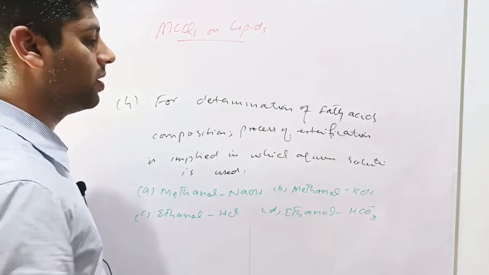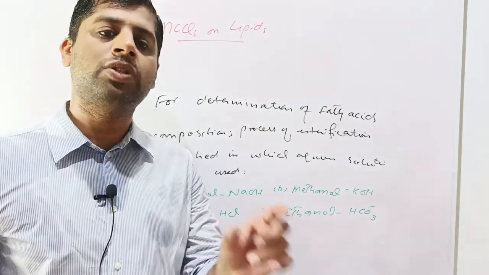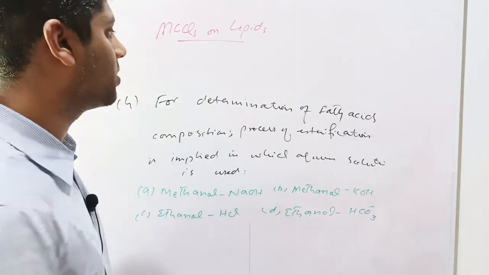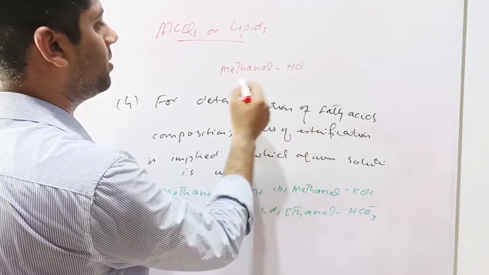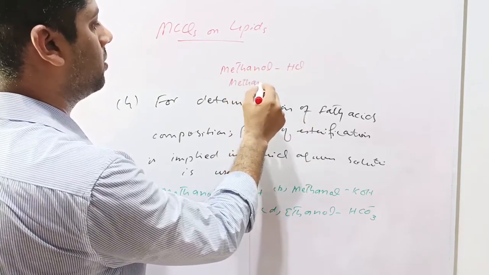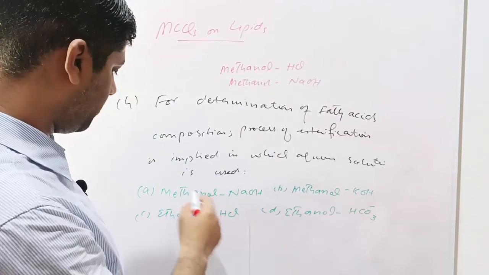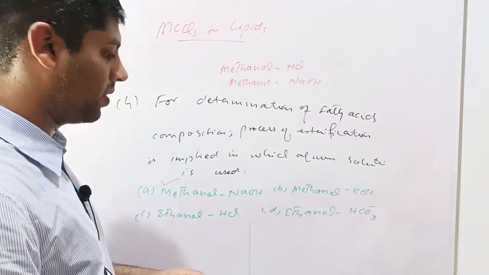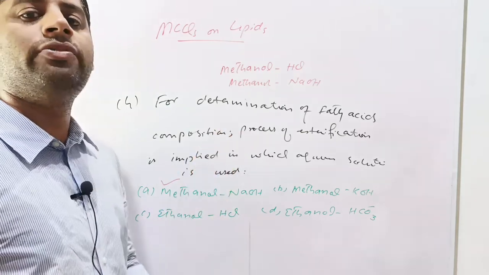It should be kept in mind that for esterification of the lipids, for determination of the composition of the fatty acids, two kinds of solutions can be used: methanol and hydrochloric acid, or methanol and sodium hydroxide. So the given option A is correct, methanol and sodium hydroxide. This is the correct option here, which can be used for the determination of the fatty acids.